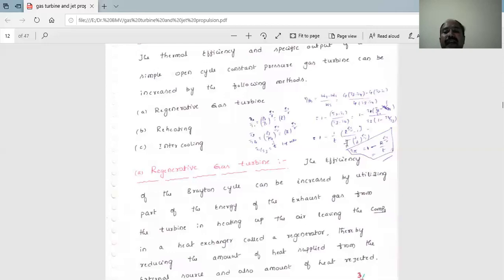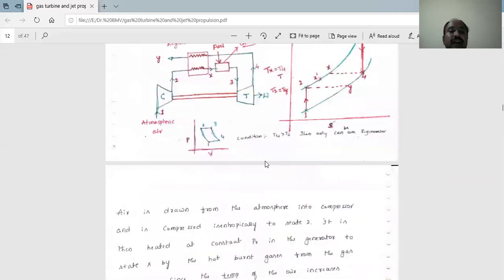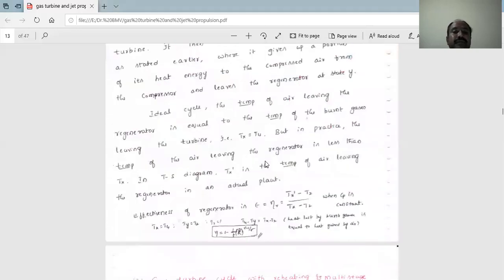Then you can take the LCM, and it becomes the thermal efficiency of the regenerative gas turbine: 1 minus R to the power of (gamma minus 1) divided by gamma, divided by small t. Small t is the temperature ratio, T3 divided by T1. This is a very important relationship and expression. A very simple derivation. That is the regenerative gas turbine. Then go to the next one, the reheating gas turbine.